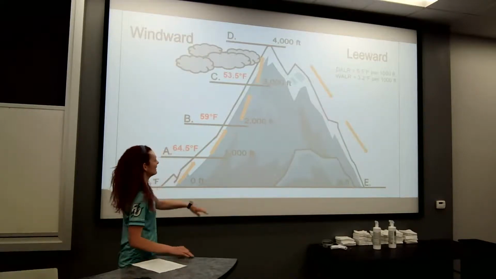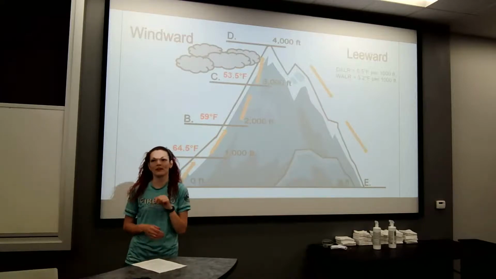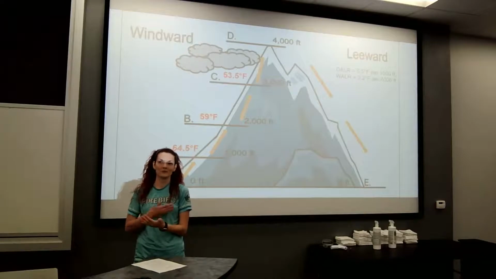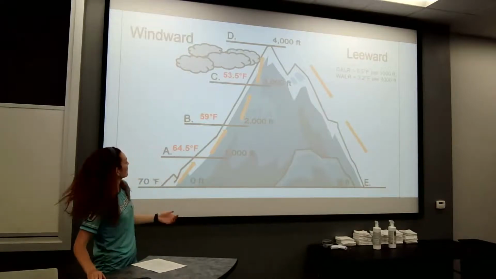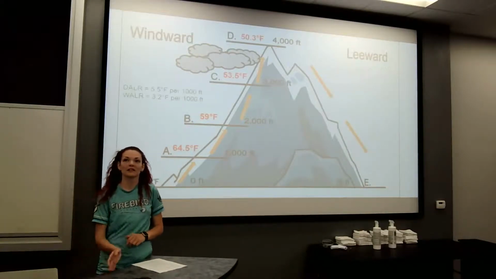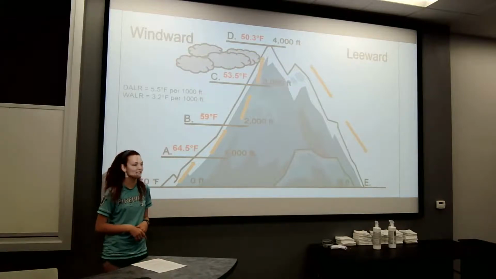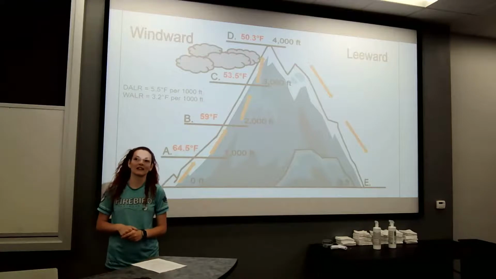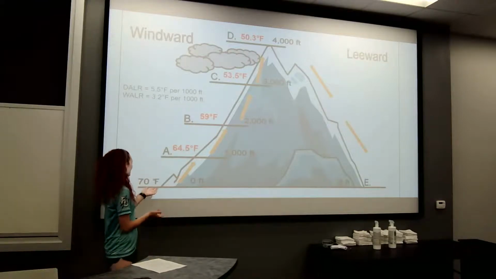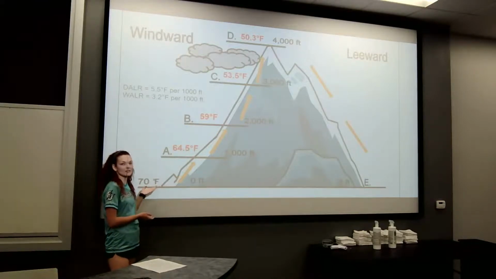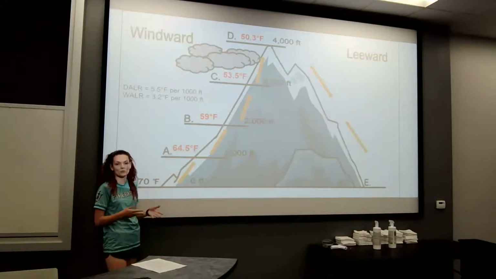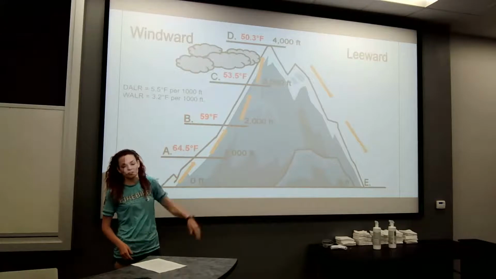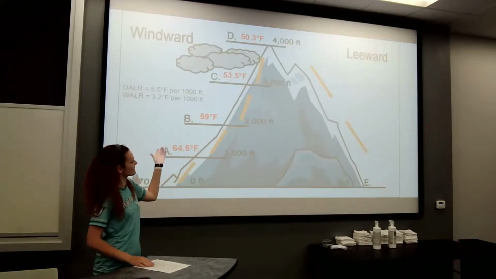Our wet rate is 3.2 degrees for every 1,000 feet, so we're going to subtract 3.2. Remember, subtract when you're going up. Minus 3.2 gives us 50.3. So that is our temperature at the top of the mountain, 50.3 degrees. If you look back at it, it makes sense. 70 degrees on the ground level makes sense because it's warmer all the way down here than it's going to be up there. So 50 degrees, that's pretty cold. That makes sense to us.